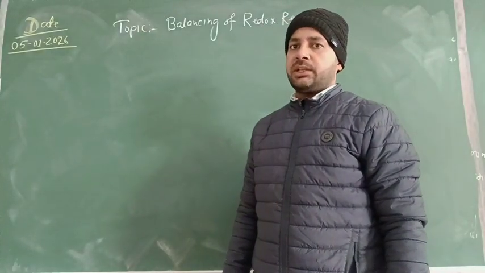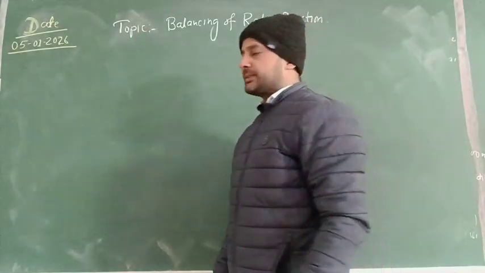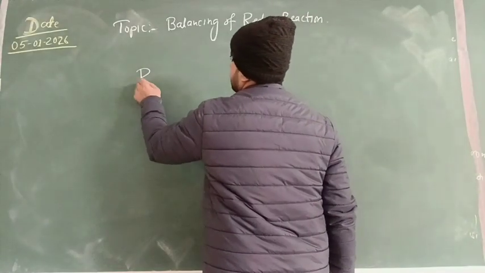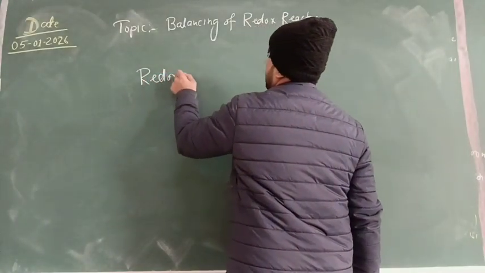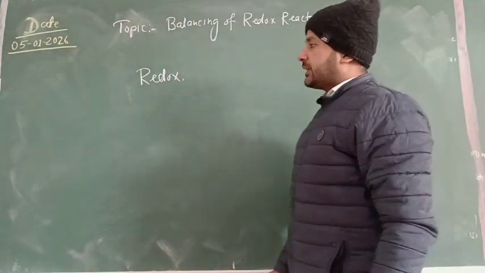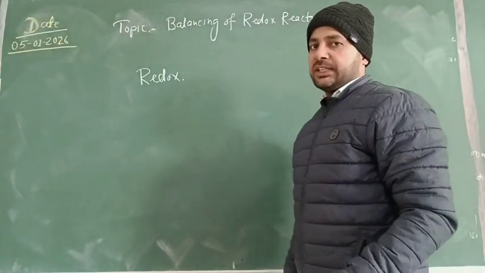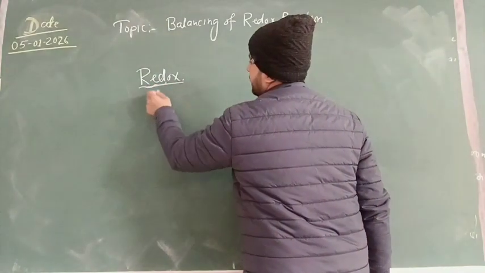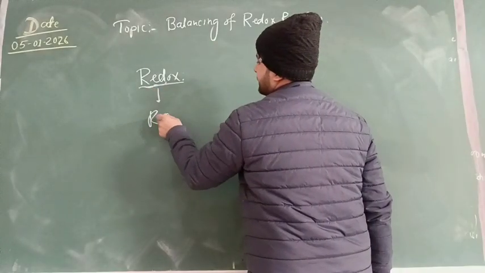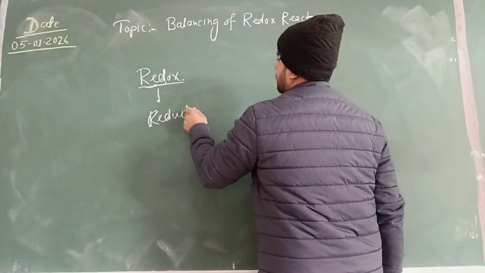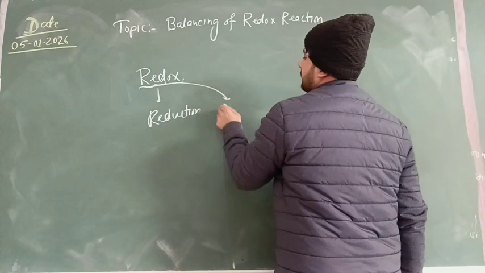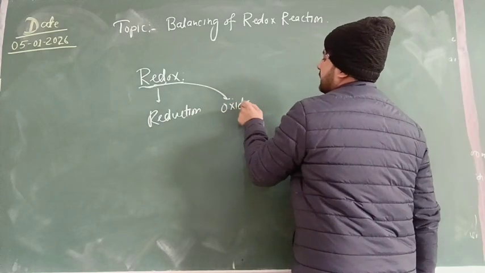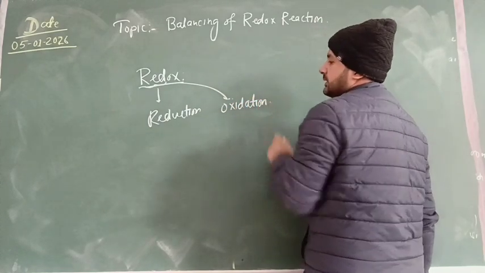So first we will understand what is a redox reaction. A redox reaction is basically a reaction in which reduction as well as oxidation takes place. So redox means: red represents reduction, and ox represents oxidation. And I think you all know what reduction and oxidation are.